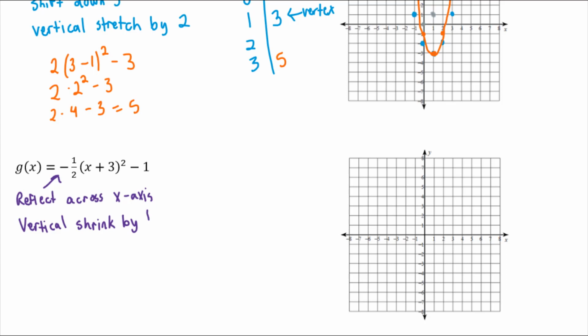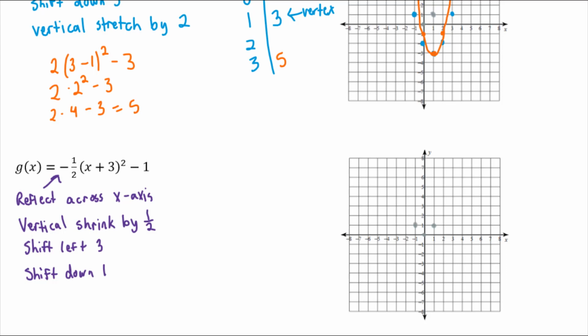Okay, the 1/2 is going to be a vertical shrink or compression by 1/2. So all of my points are going to be half of the distance away from the vertex that they normally would be. The +3 is part of the super secret opposite society, which means that it's telling me to shift left 3. And then the -1 is telling me to shift down 1.